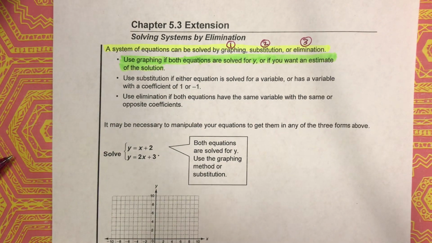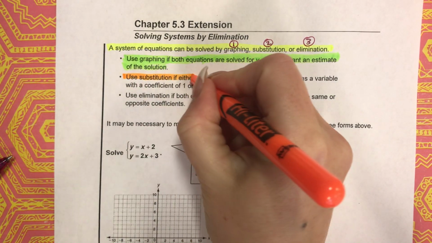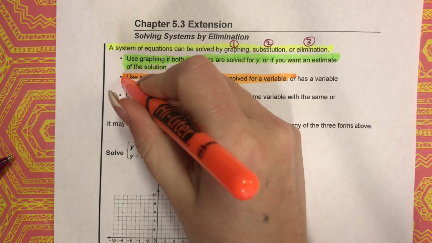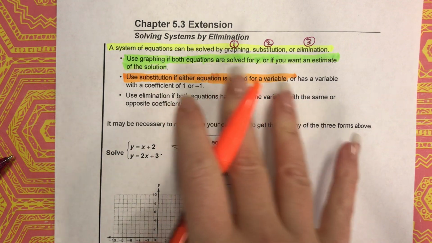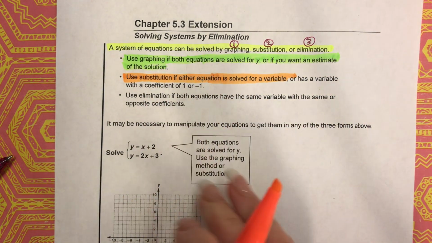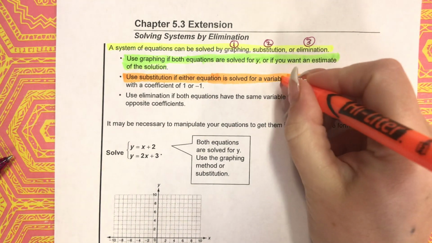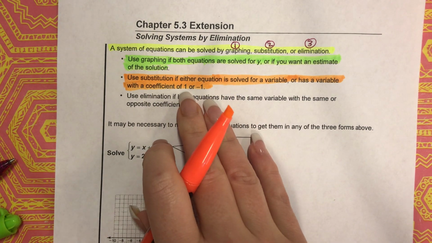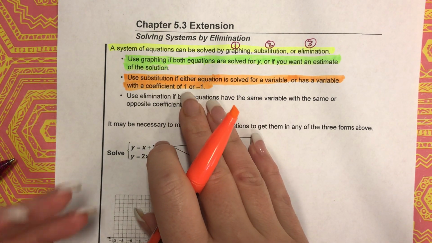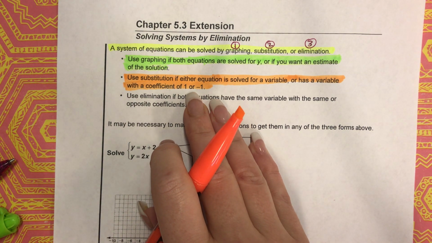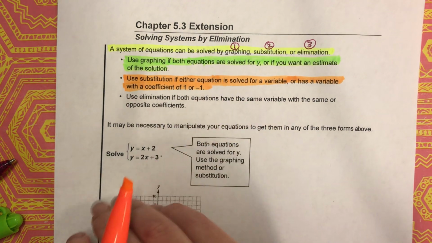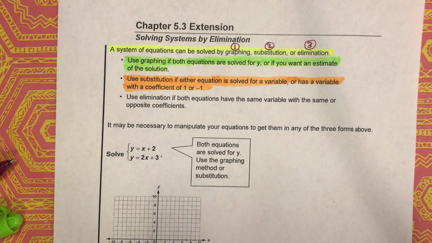Then the other option is substitution. The strategy for substitution is to use substitution if either equation is solved for a variable. That means the variable is already isolated, like y equals something or x equals something. Or use substitution if the variable has a coefficient of 1 or -1. Sometimes it's not solved for x or y, but the number in front of the x or y is just 1 or -1, so it's pretty easy to solve for x or y. So substitution is a good tactic to use.